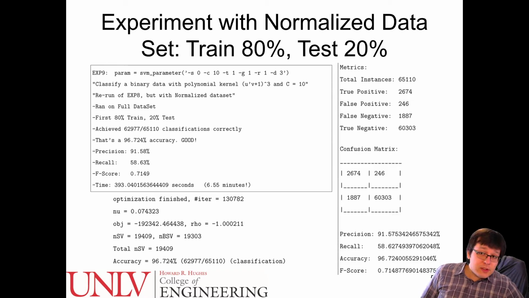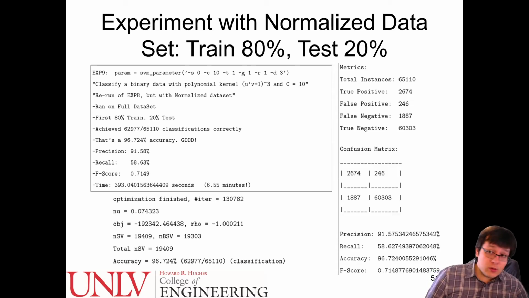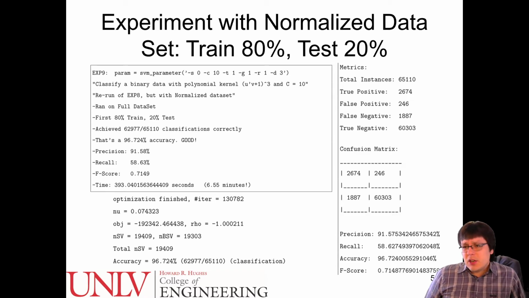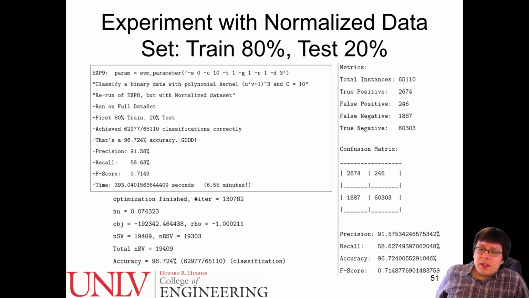This took 6 minutes and a half to run, versus hours with the data set without normalizing it. And it took 130,000 iterations. It generalized well with that accuracy, 96%, slightly higher than the training one, actually. There's a little bit more false positives than in the original data set that was not normalized. However, the precision went up because we had more true positives, which means more successful corrections.